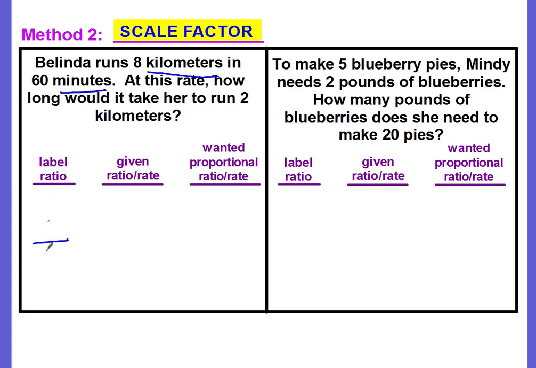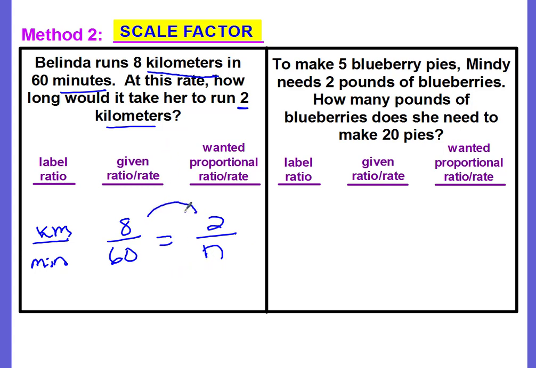So time usually always goes on the denominator. So this will be the minutes, which means the kilometers will be our numerator. The given ratio is 8 kilometers to 60 minutes. Make sure the kilometer number goes on the top. And what are we changing? We're changing to 2 kilometers. So we're going from 8 kilometers to 2 kilometers. And what's missing, our unknown, our n, is going to be the number of minutes.